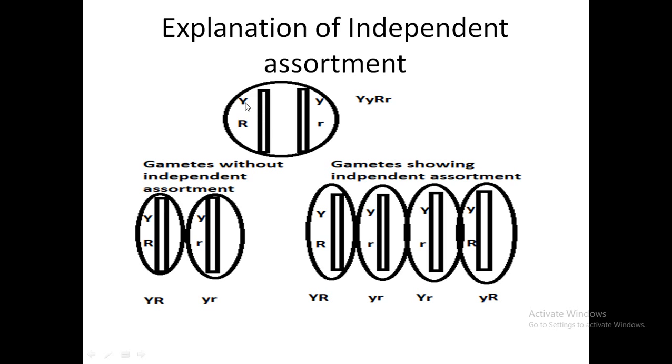In simple words, you just remember that it is not necessary that the alleles which are present on the homologous chromosome move into the same gamete. It is not necessary because of the crossing over process.